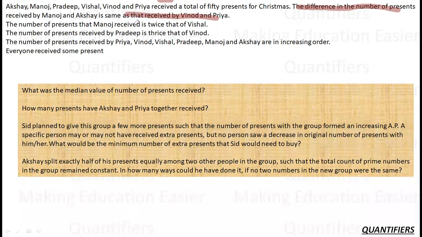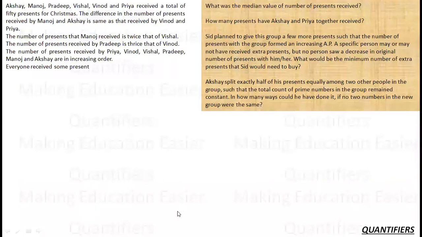The number of presents that Manoj has is twice that of Vishal. Pradeep is thrice of Vinod. And the number of presents received by Priya, Vinod, Vishal, and Pradeep are in increasing order. So this was a good hint to start with, and everybody received some, so no one received a 0. So let us move to the set and think how to proceed.